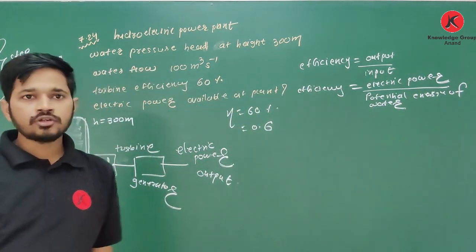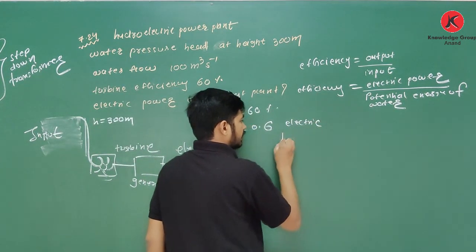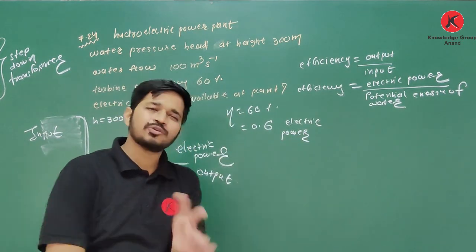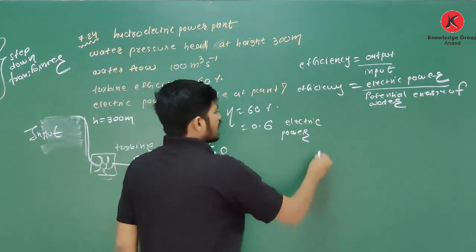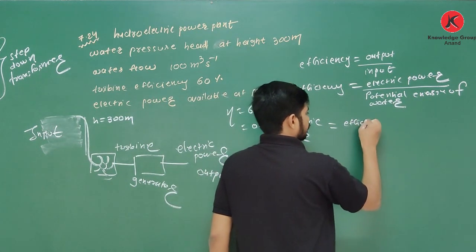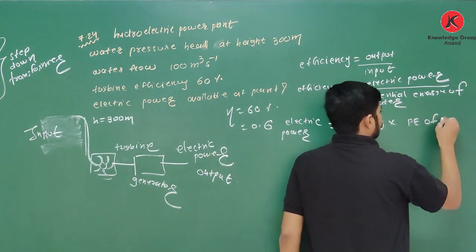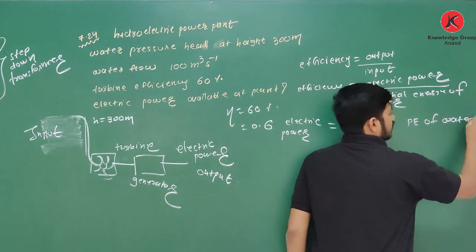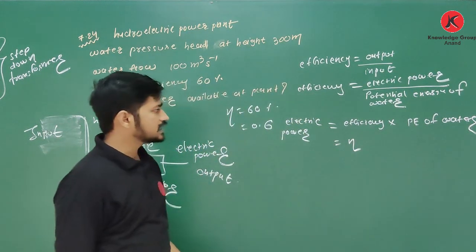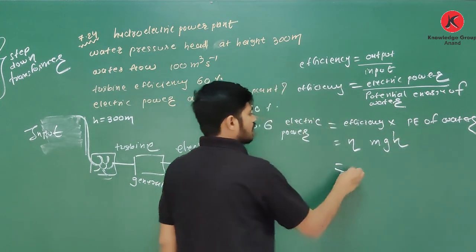Then how to write electric power? Power means you have to take energy per unit time. So electric power is equal to efficiency into potential energy of water. Clear? So what is efficiency? It is eta. What is the equation of potential energy? It is mgh. But you are not given m. You are not given mass.